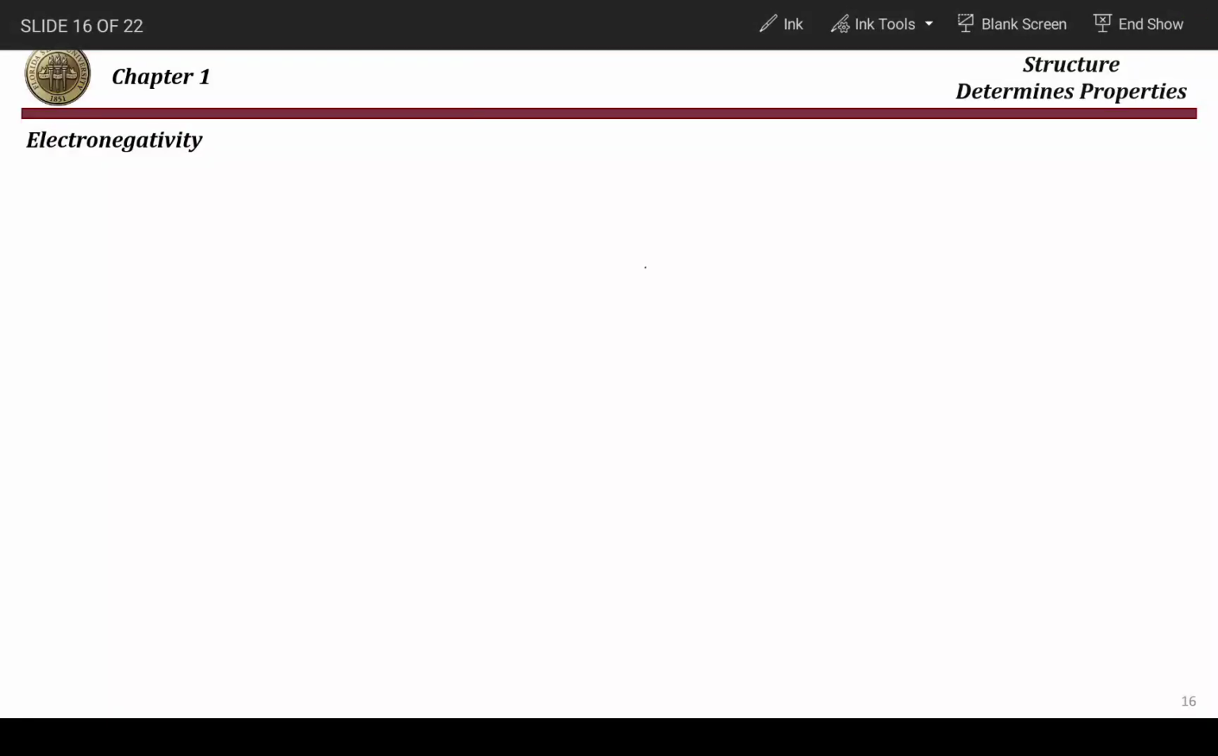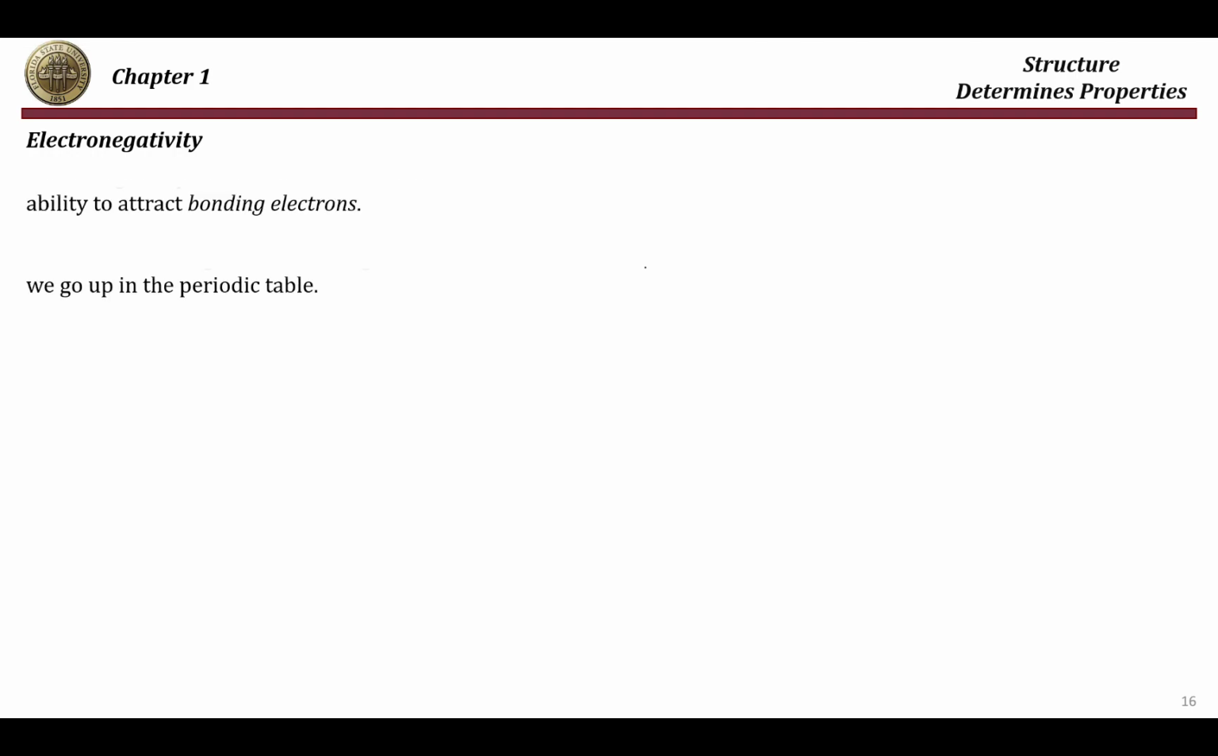In this video, I will talk about electronegativity and explain its effect on bond polarity. Electronegativity measures an element's ability to attract bonding electrons. So more electronegative elements have a higher tendency to attract electrons than less electronegative ones. Electronegativity increases as we go from left to right in the periodic table and as we go up.